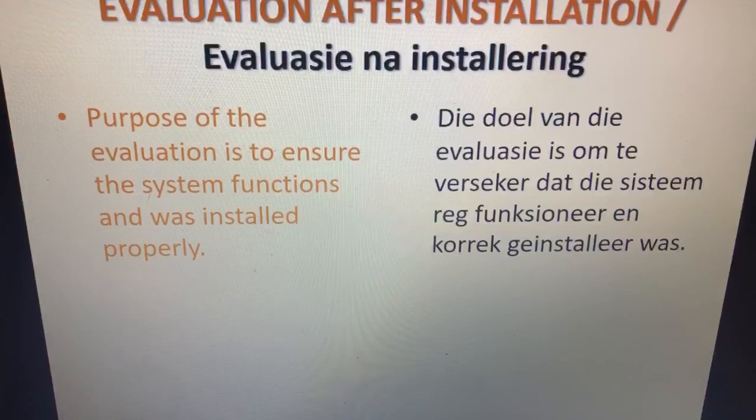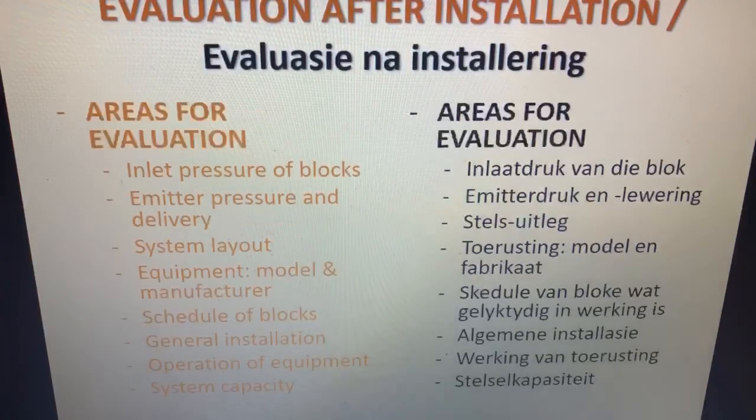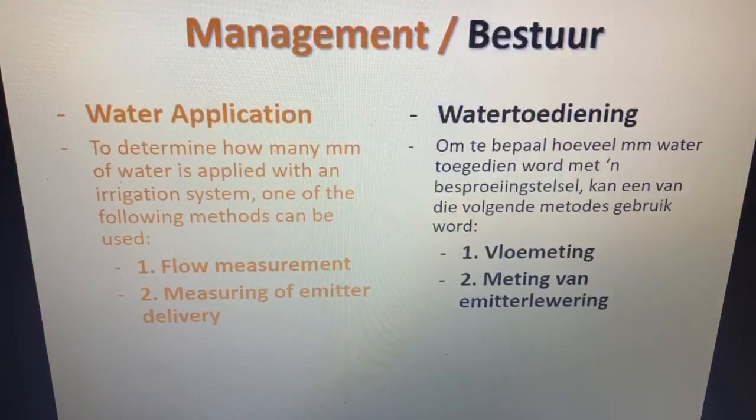Evaluation of installation, and that's just after you have installed everything that needs to be installed. You have to make a checklist for yourself to go and check everything and make sure that it's in working condition, so that you know that installation has been successful. And then here's a list of things that you can go through when you're checking your installation: the inlet pressure at the blocks, emitter pressure and delivery, system layout, equipment, your schedule of blocks, general installation, operation of equipment, and your system capacity.